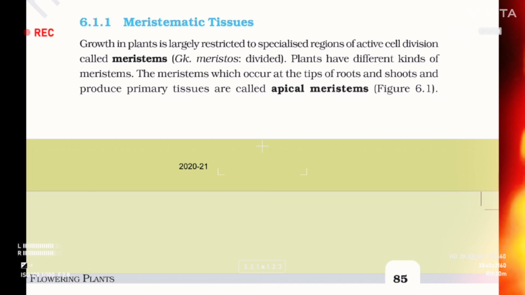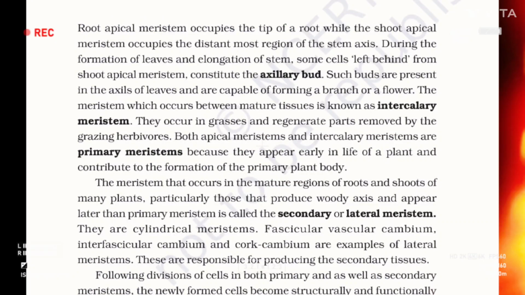6.1.1 Meristematic tissues. Growth in plants is largely restricted to a specialized region of active cell division called meristem. Plants have different kinds of meristems. The meristem which occurs at the tip of roots and shoots and produces primary tissue is called apical meristem. Root apical meristem occupies the tip of roots, while the shoot apical meristem occupies the distant-most region of the stem axis. During the formation of leaves and elongation of stems, some cells left behind from the shoot apical meristem constitute the axillary bud. Such buds are present in the axil of leaves and are capable of forming a branch or flower.